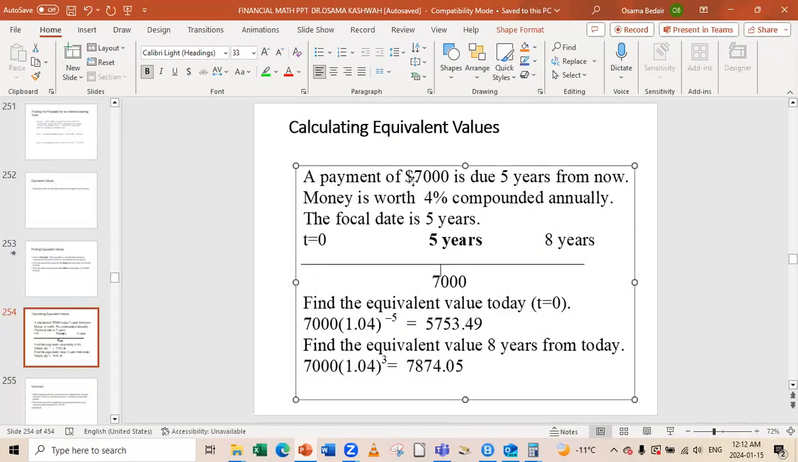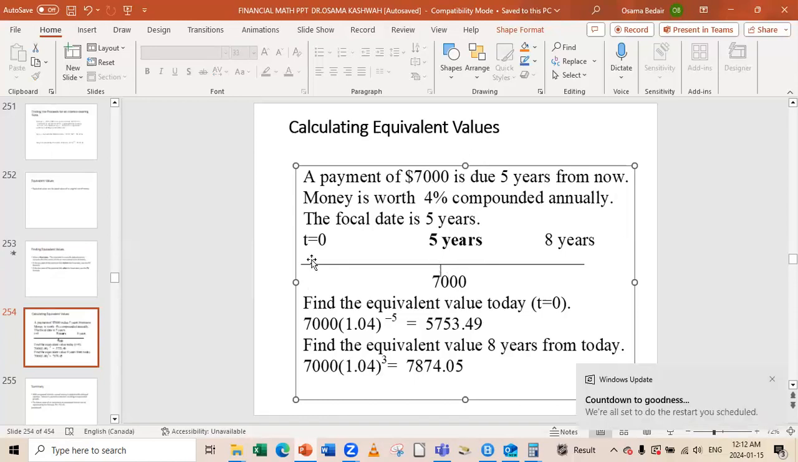A payment of 7,000 is due 5 years from now. So after 5 years, the amount of money will equal 7,000. I want it now, right here. If it is 7,000 after 5 years, how much will it be now? This is what we want.